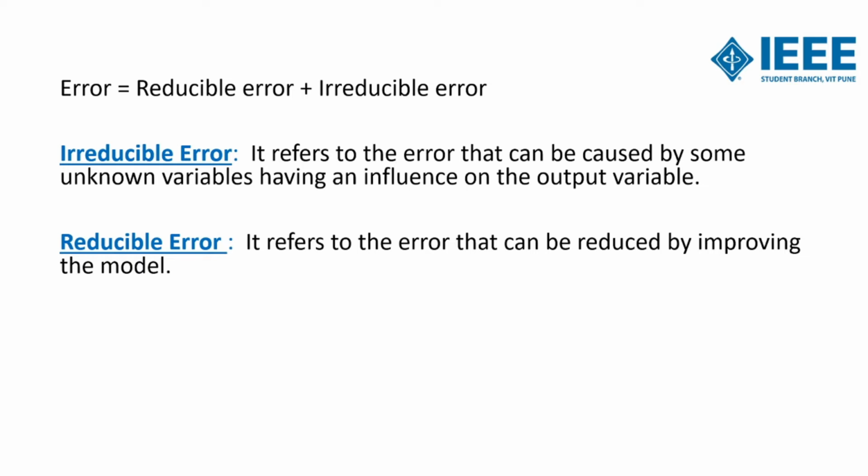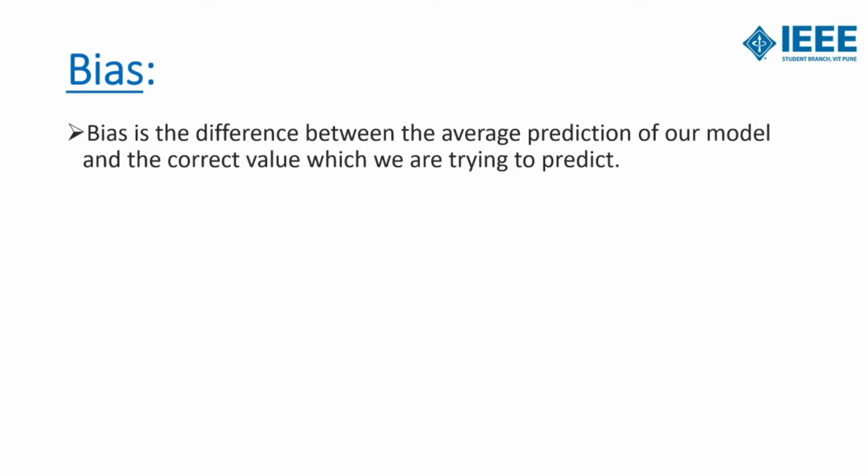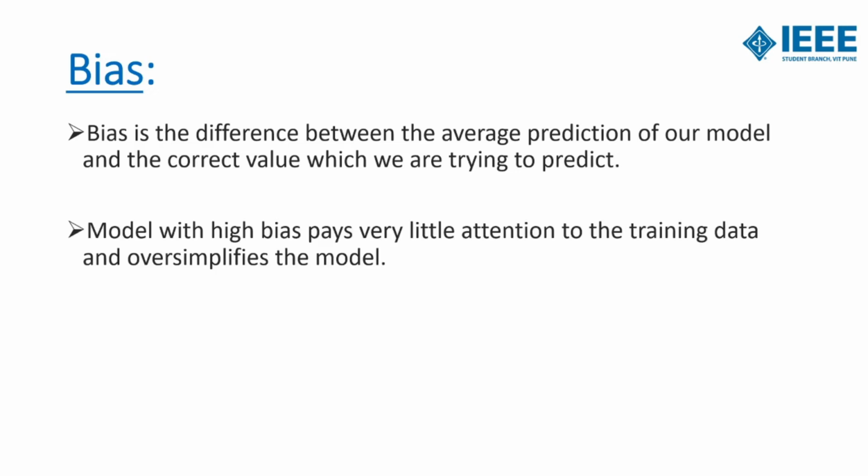Reducible error. It refers to the error that can be reduced by improving the model. It comprises two terms, namely bias and variance. Bias. Bias is the difference between the average prediction of our model and the correct value which we are trying to predict. A model with high bias pays very little attention to the training data and oversimplifies the model. This causes errors in our predictions.